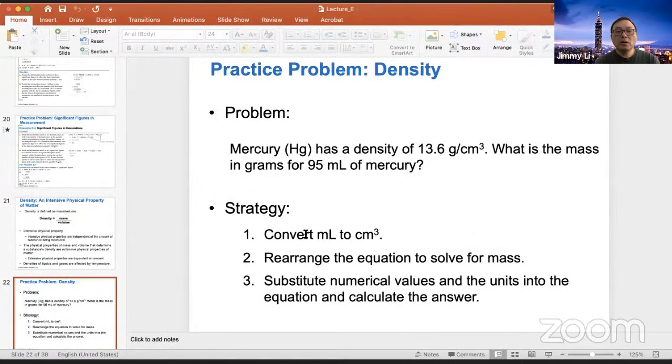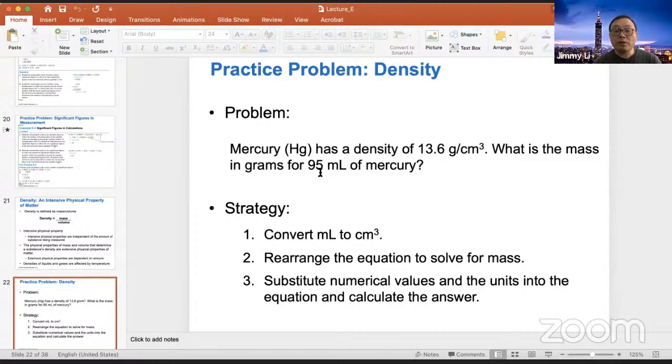All right. This is just a practice problem to show you how you would calculate the mass when you are given the density and the volume. Now, that's simple, right? Because on the previous slide we said density equals mass over volume. Then how would you convert to mass? Mass equals density times volume. So all you need to do is take the density, which is 13.6 grams per cubic centimeter, times that volume, 95 milliliters.